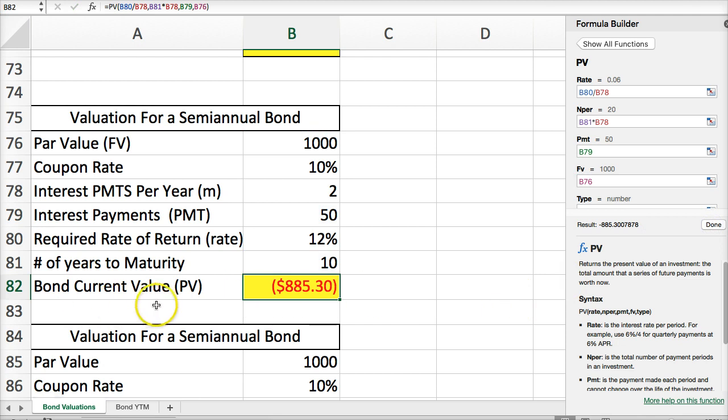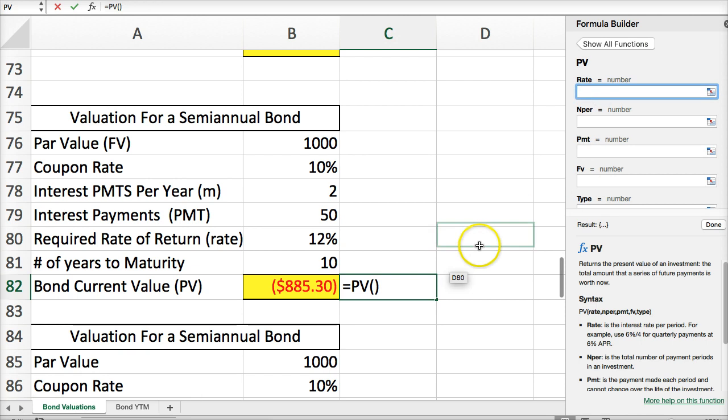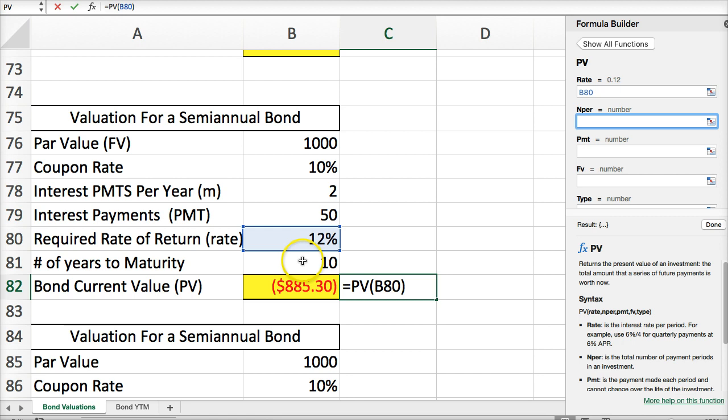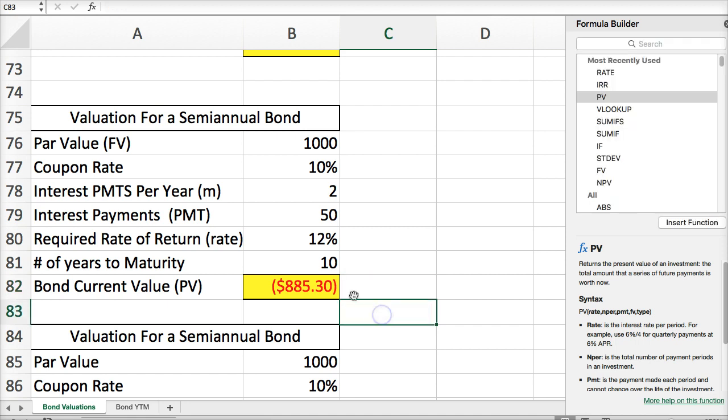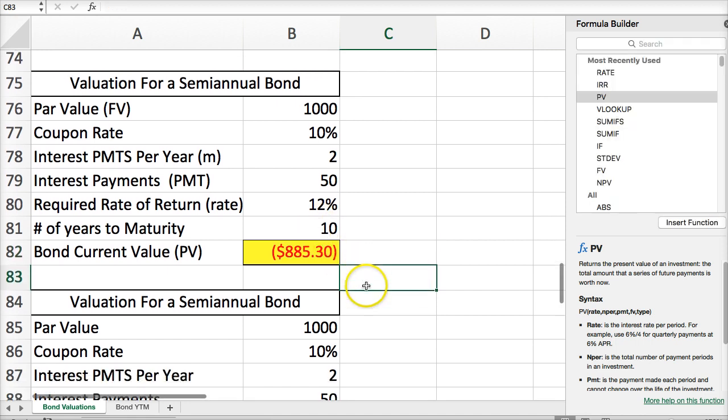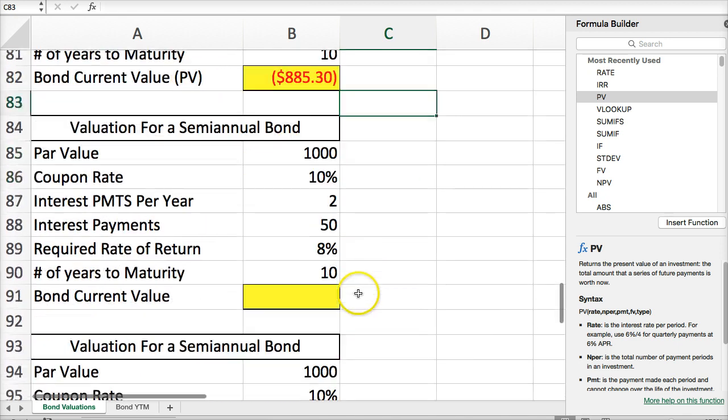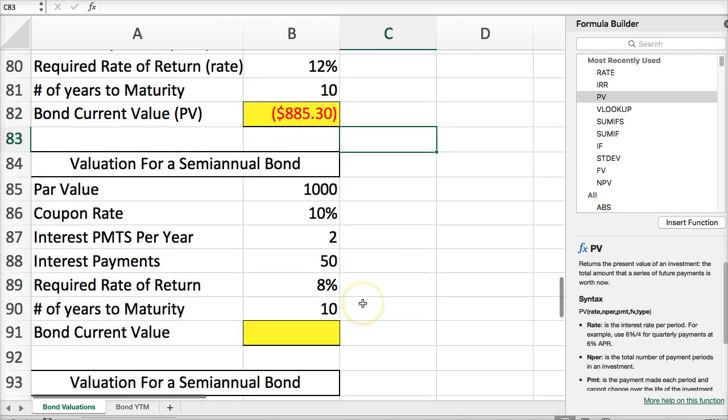So when we calculate this, we get a bond value of 885. Now, what if we calculated this as an annual, not a semi-annual? Let's see what the difference would be. So the rate would be 12%, N per would be 10, payment would be 100, and future value would be 1,000. Here we see the difference is about $2. Okay, and that's to do with the compounding because it's every 6 months, not every year. So try these next two problems yourself. You can pause the video and try them.